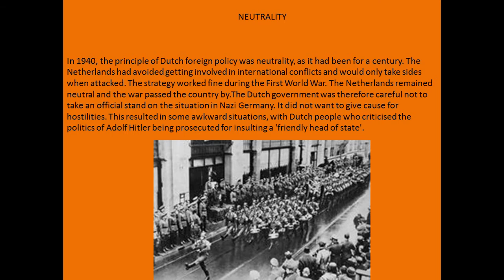In 1940, the principle of Dutch foreign policy was neutrality, as it had been for a century. The Netherlands had avoided getting involved in international conflicts and would only take sides when attacked. The strategy worked fine during the First World War. The Netherlands remained neutral, and the war passed the country by. The Dutch government was therefore careful not to take an official stand on the situation in Nazi Germany. It did not want to give cause for hostilities. This resulted in some awkward situations, with Dutch people who criticized the politics of Adolf Hitler being prosecuted for insulting a friendly head of state.